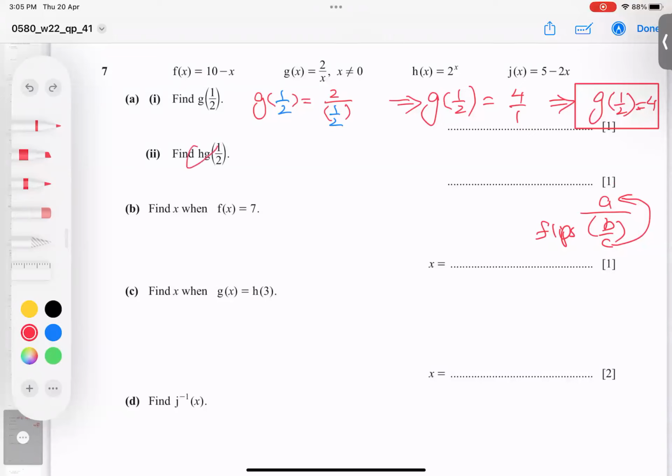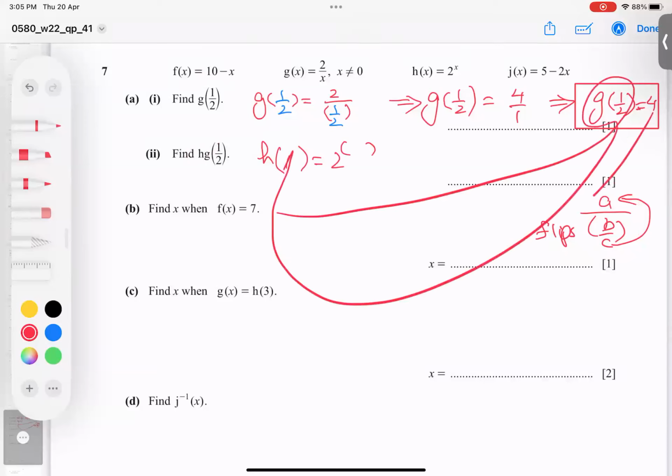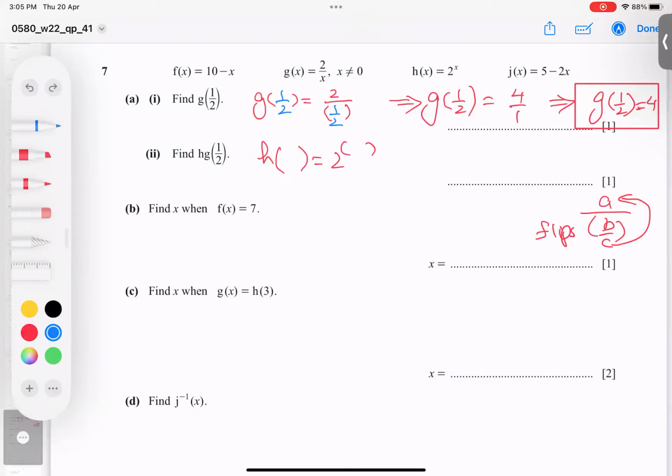So first of all, I will copy h of x, leaving empty spaces on both sides. This g of half will go here, and this 4 will come. So I'm writing here g of half, and here I'm writing 4. So h g of half is equal to 2 to the power 4, giving you 16. And that's it. Alhamdulillahi Rabbil Alameen, because 2 to the power 4 means 2 into 2 into 2 into 2.